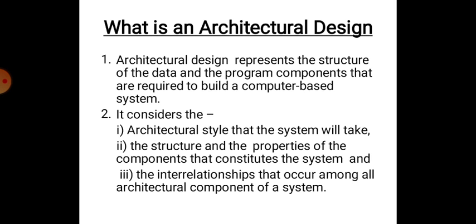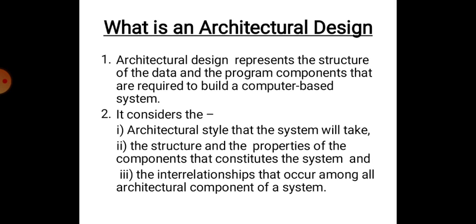Now, what is architectural design? Point number 1. Architectural design represents the structure of the data and the program components that are required to build a computer-based system. Students, you well know that software consists of 2 things. One is data, another is program. So architectural design concentrates on both the aspects, that is data structure, that is the way the data is stored, and the program, which talks about the procedural part.